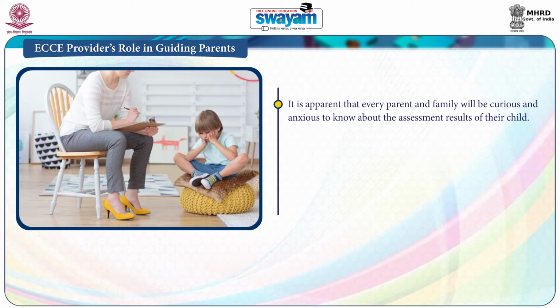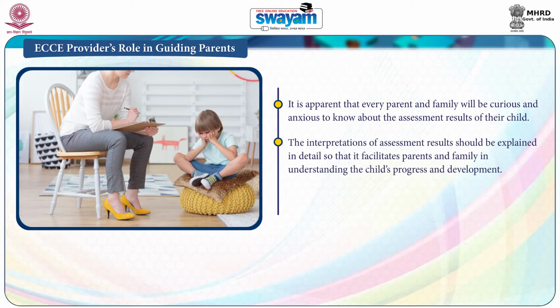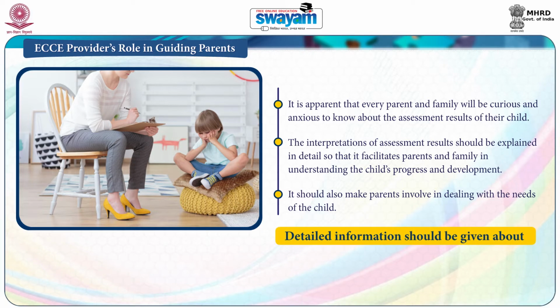It is apparent that every parent and family will be curious and anxious to know about the assessment results of their child. Hence, the interpretation of assessment results should be explained in detail so that it facilitates parents and families in understanding the child's progress and development. It should also make parents involved in dealing with the needs of the child. Detailed information should be given about delays, interventions, services and strategies that are suitable for the child. Parents and families should also be guided about the community services that are available so that parents can also avail the services if need be.